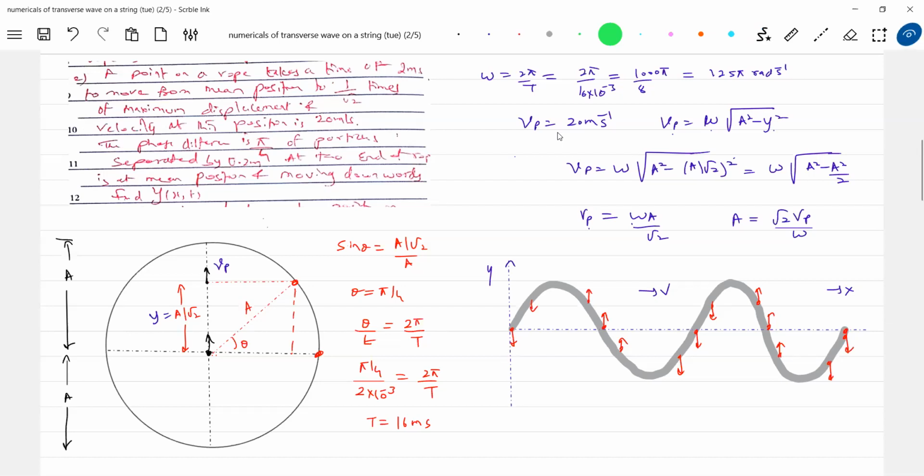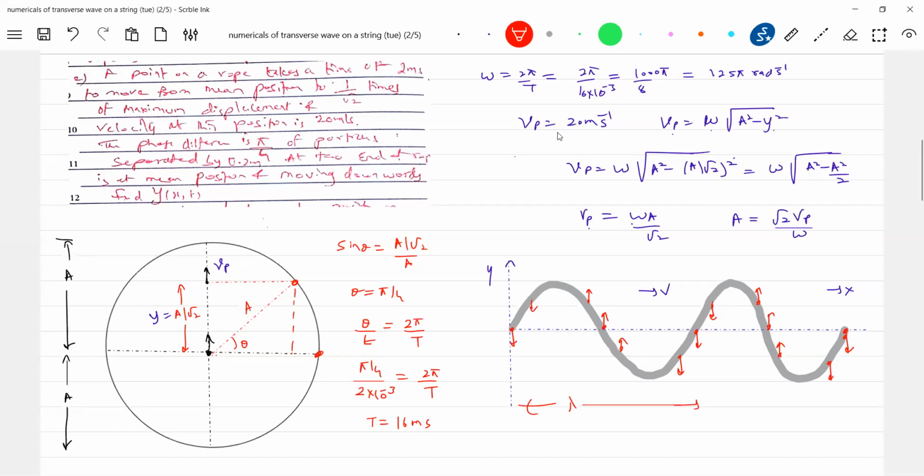Now you define one wavelength: the distance between 2 points on a rope which will have the same phase. How do you say same phase? The particles must have the same velocity. They are said to be in the same phase. Look at these 2 points here. They have the same phase because both are at mean position and both are moving down. Then we'll define that as lambda.